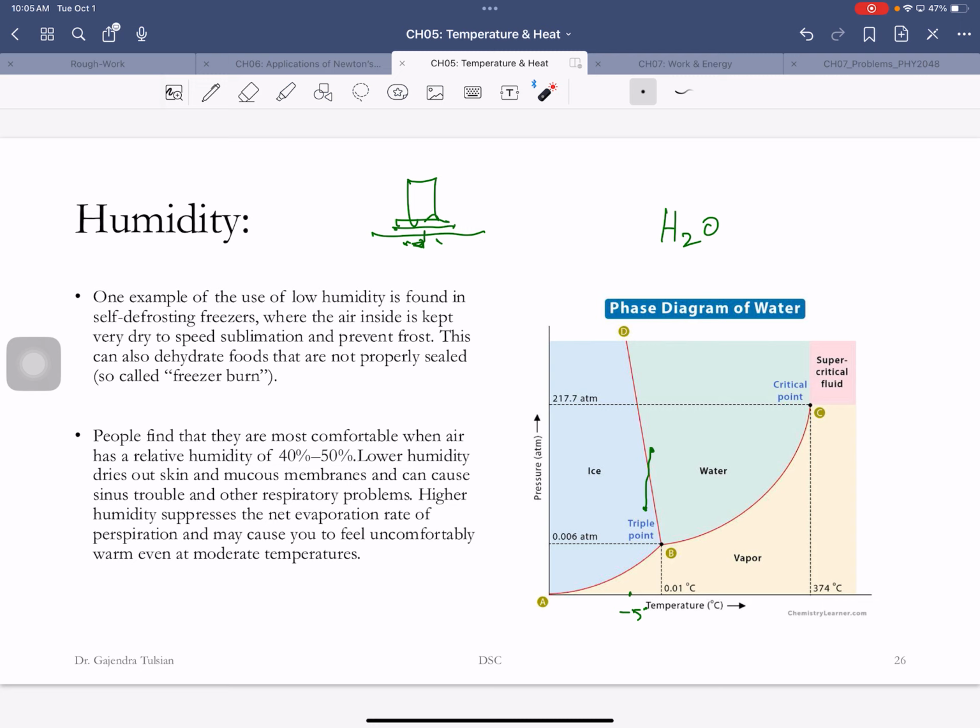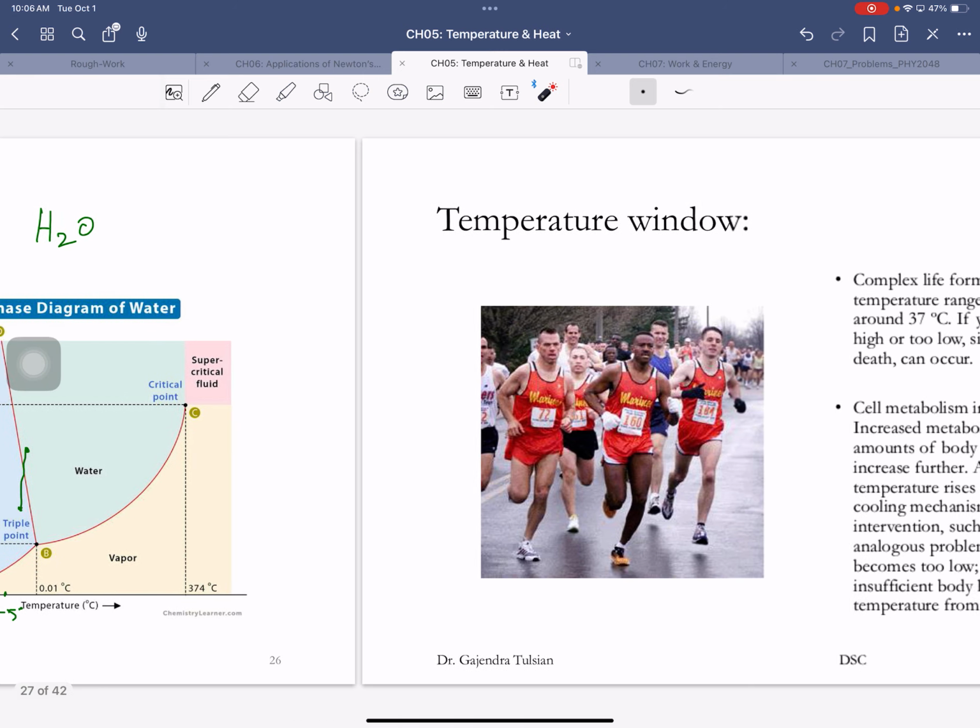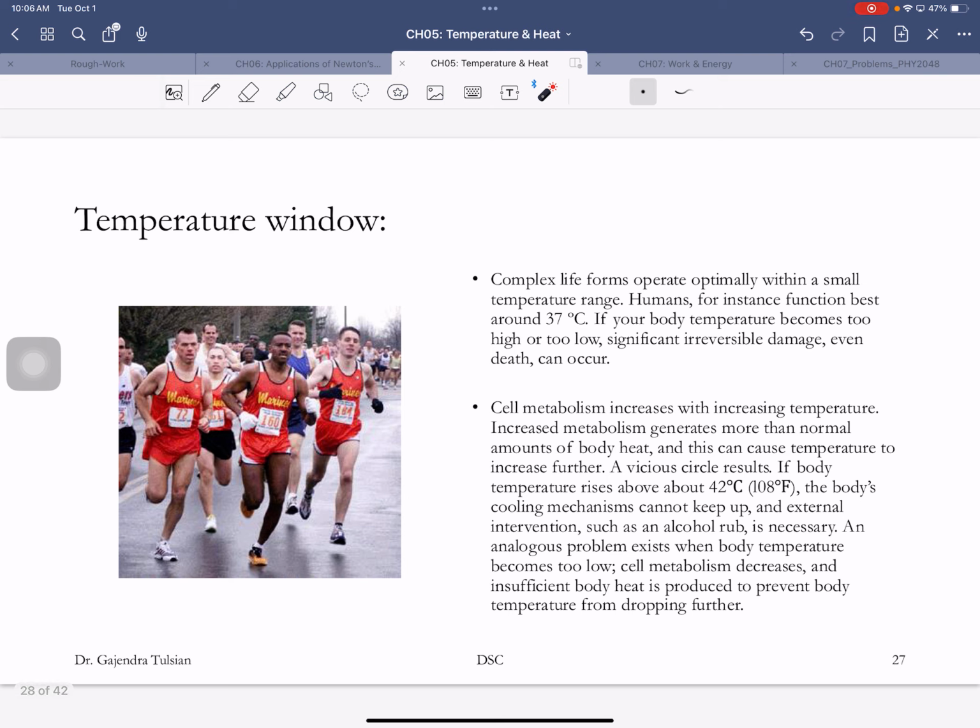Higher humidity suppresses the net evaporation rate of perspiration, and may cause you to feel uncomfortably warm even in moderate temperatures. If your sweat is not evaporating, then you're feeling warm, and too low humidities will dry out your skin and mucous membranes. So you have to find a balance; most people are comfortable with 40 to 50% humidity.